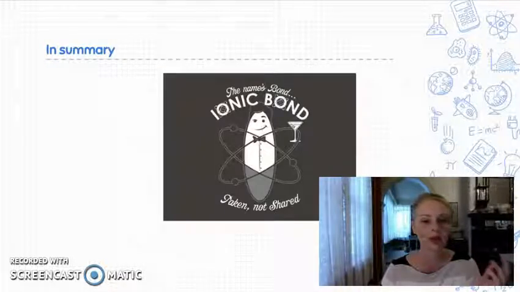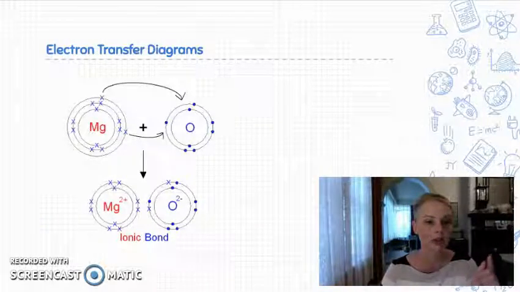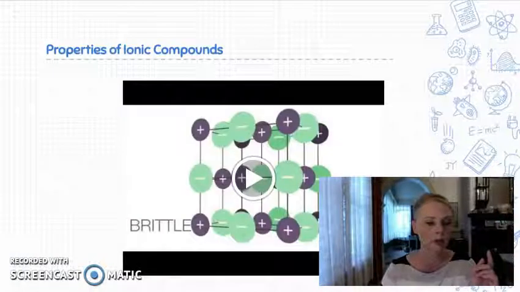We'll put them in. Here's a picture, ionic bond. The electrons are taken, not shared. All right, here's a picture of an energy transfer diagram. We already had that one. Properties, we'll keep going. The properties I think we've just talked about.